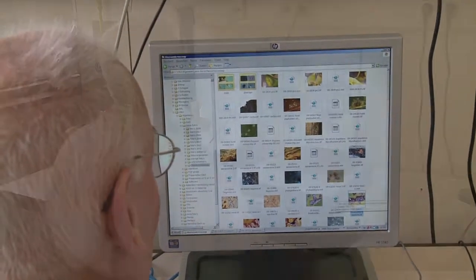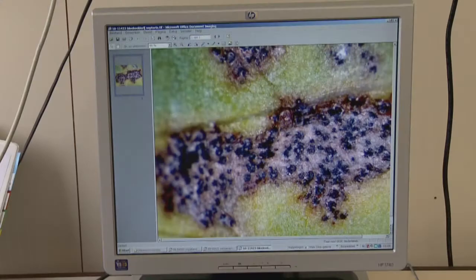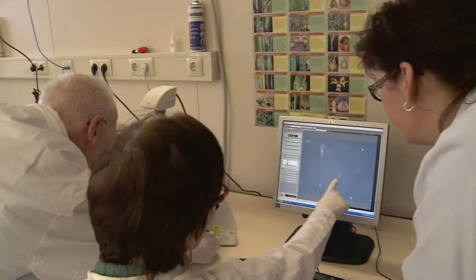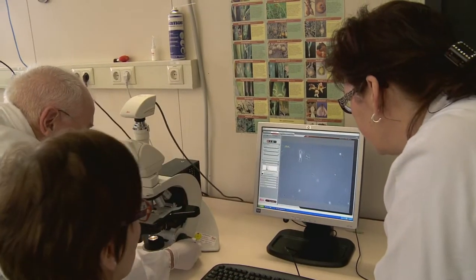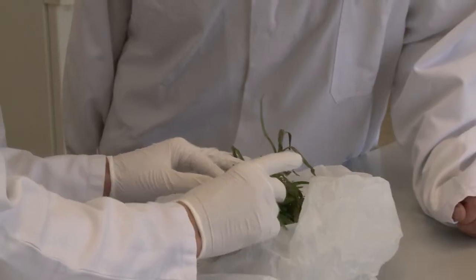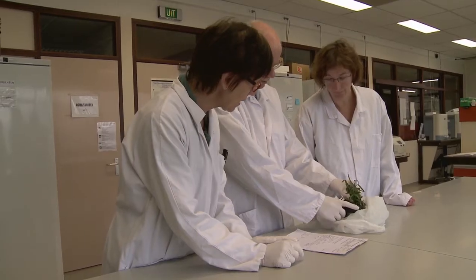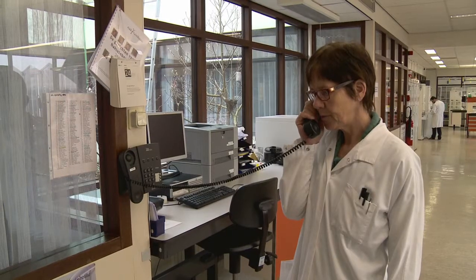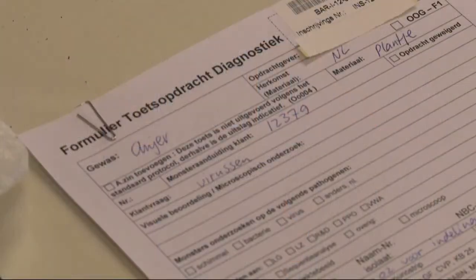Photographs of the material are stored in a photo database. Lab technicians discuss the results of the tests and make a diagnosis. In special cases, the cause of the problem is discussed with the research and development team. The customer is informed about the diagnosis so that the appropriate measures can be taken.